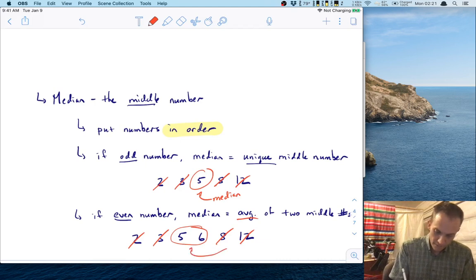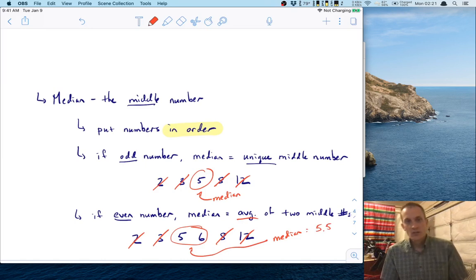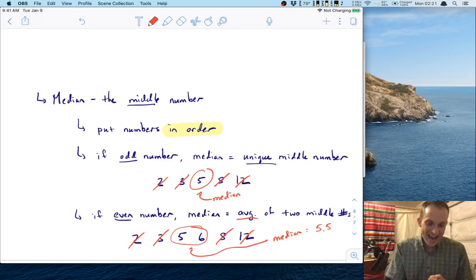And so from here, our median would be the average of 5 and 6, which is just right in the middle. It's 5.5 in this case. So median: put the numbers in order, and then you've got to decide, do you have an odd number or an even number? And whichever of those situations you find yourself in, you do the appropriate action. If it's an odd number of data points, you find the one middle number. If it's an even number, you find the average of the two middle numbers.